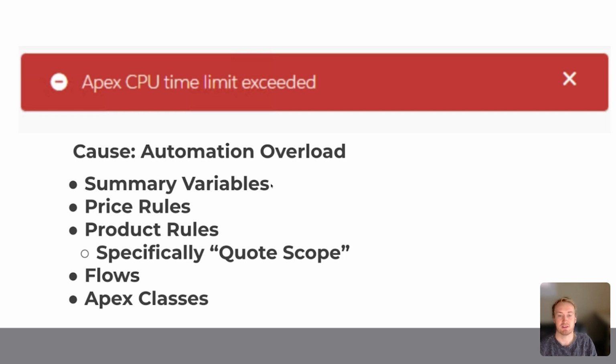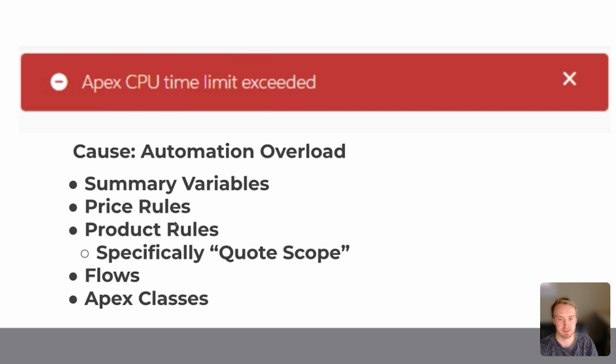An example of this is, let's say you have summary variables and you want to check if there's a certain asset that's available. A summary variable runs every time you save a quote, whether it's related to a rule that's on the product or on the quote or not, it's going to run. And so if you have large transactions with lots of summary variables, it's taking up a lot of your time. Price rules and product rules, specifically quote scope product rules. The reason for that is because quote scope is going to run every single time you click save, and then flows and Apex classes. And I've placed this in the order that I've typically seen the biggest issues.